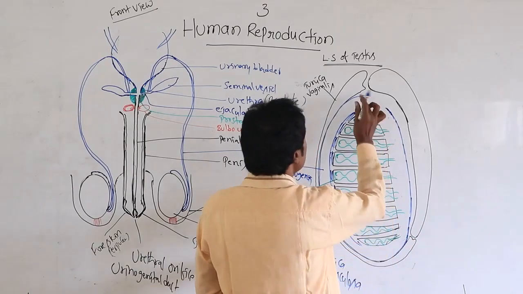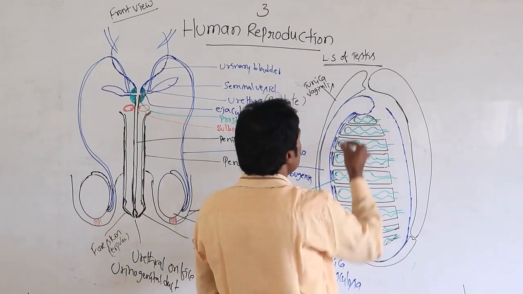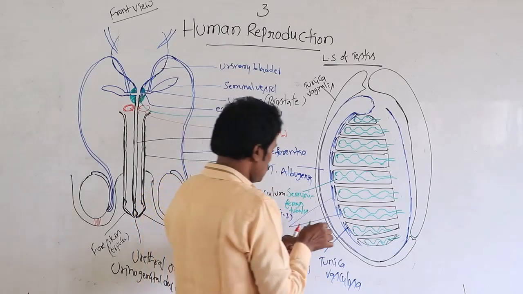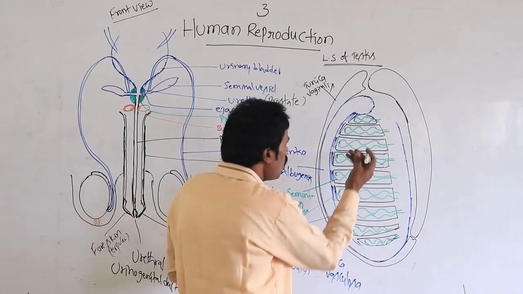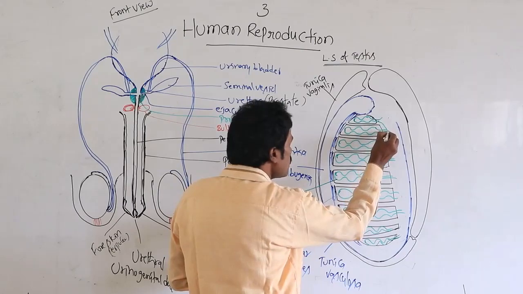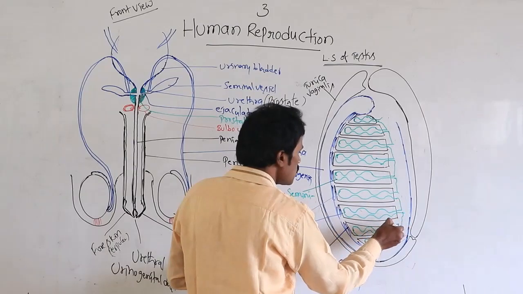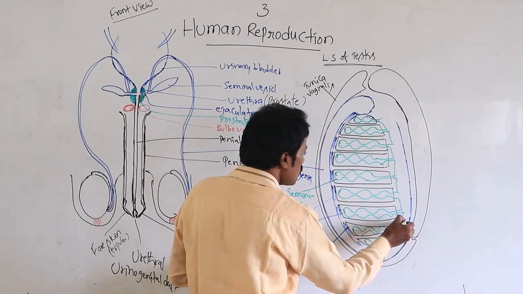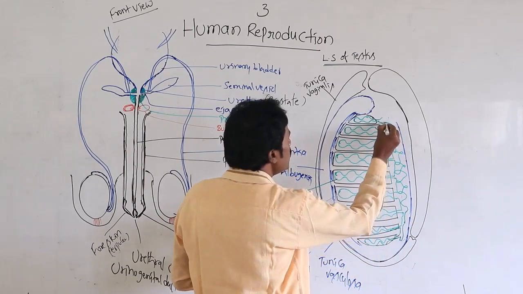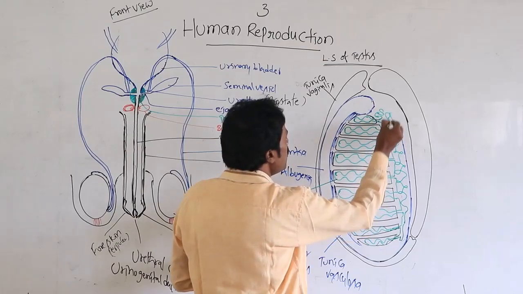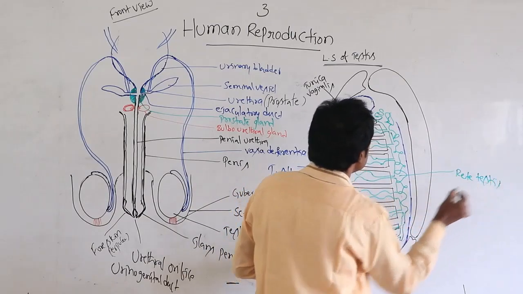Up to here it is present. Wherever it will be present, whatever the parts here, all these get together to form into the rete testis. Collectively they form into the rete testis. This particular part we call as the rete testis.